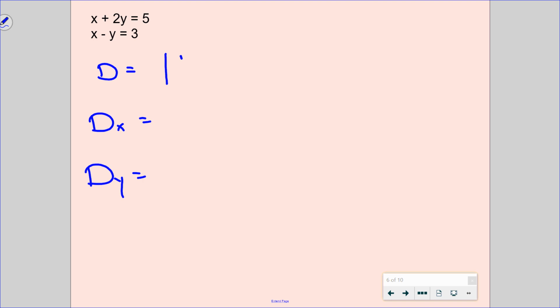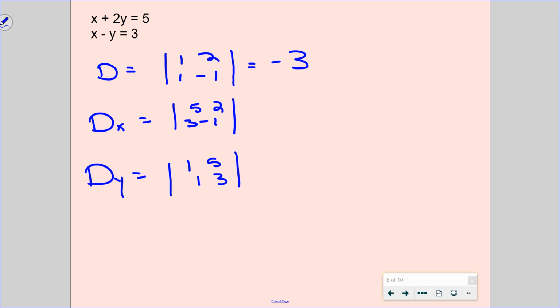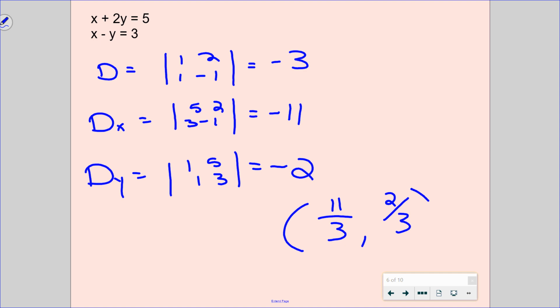Right, hopefully you paused and gave that one a shot, because what I am filling in now are each of the determinants that you have, in addition to what you should have gotten for each one of those answers. So your regular determinant, you should have gotten a -3. Your determinant with respect to x, you should have gotten a -11. Your determinant with respect to y, you should have gotten a -2. So your final answer should have been an x equal to 11/3, and your y equal to 2/3.